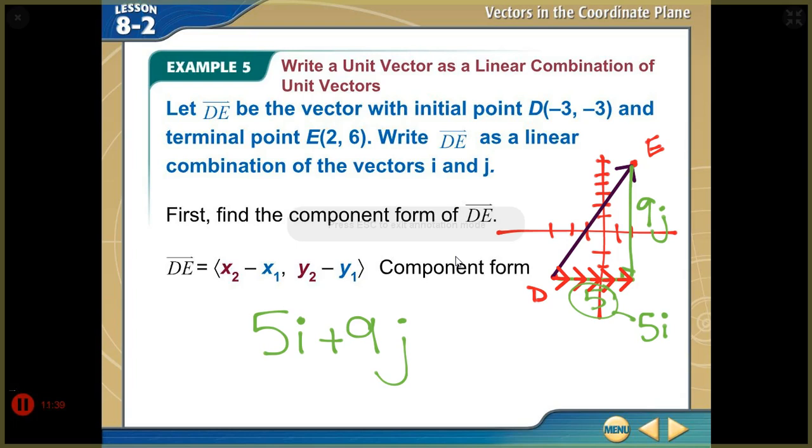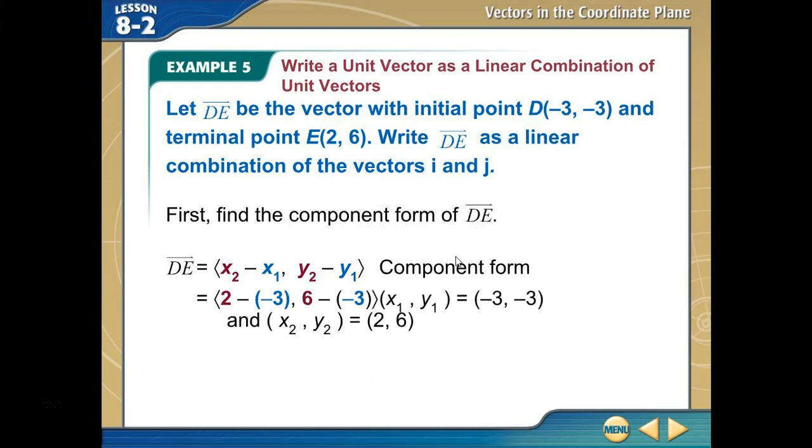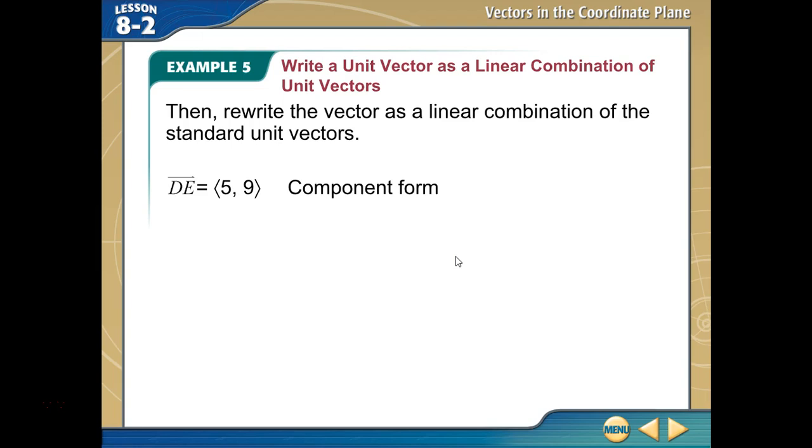So that's what it's going to look like here. It's going to go through and do our subtraction, what we just figured out. And then I subtract, and then I have 5 and 9 in component form. If I want to translate that into unit vectors, it's pretty simple. I just have my value 5 becomes my i, 9 becomes my j.